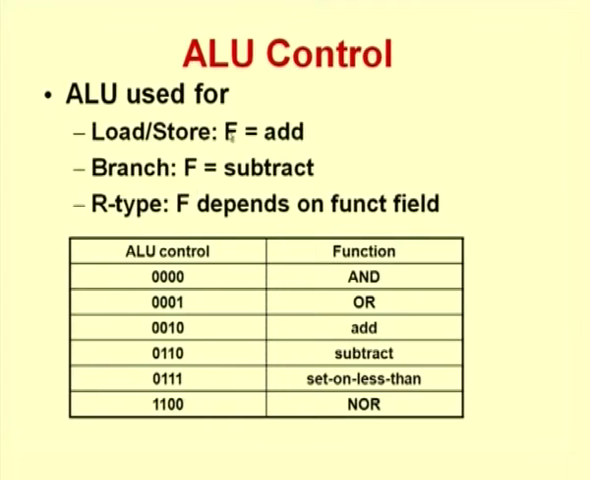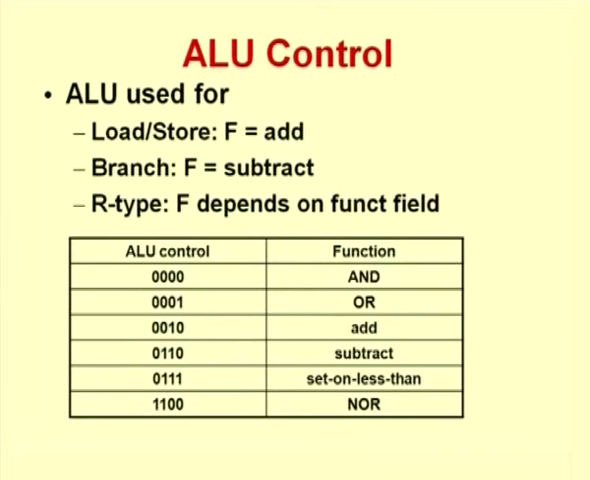So this f that we are talking about here is the function that the ALU has to implement, and that function you can see is dependent on the instruction that we have. If it is a load or store instruction, f will have to be add. If it is a branch instruction, f will have to be subtract. And if it is an arithmetic or logic instruction, then what arithmetic or logic operation needs to be performed would have been specified in what is called the function field in the instruction. So depending on that, this ALU control will have to be generated.